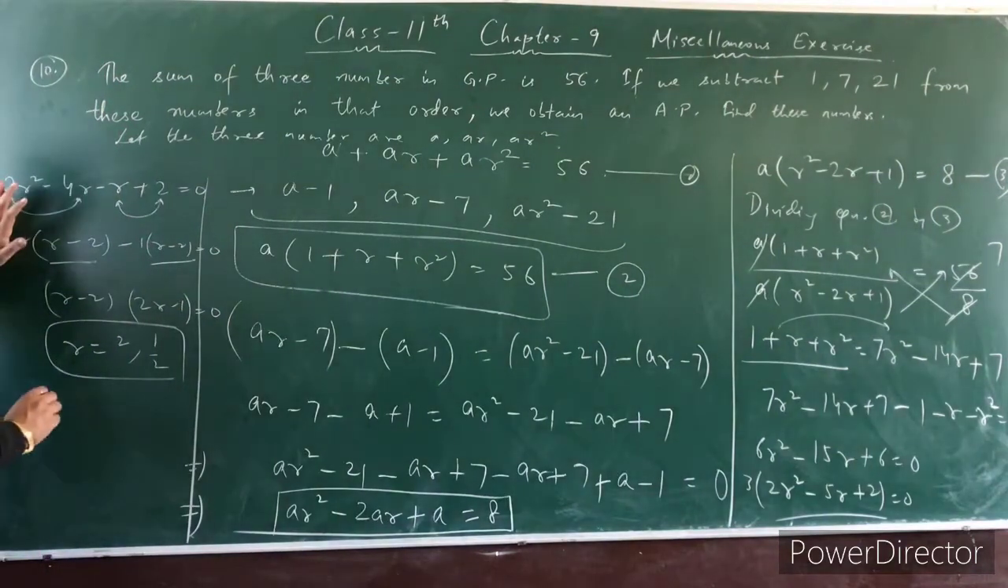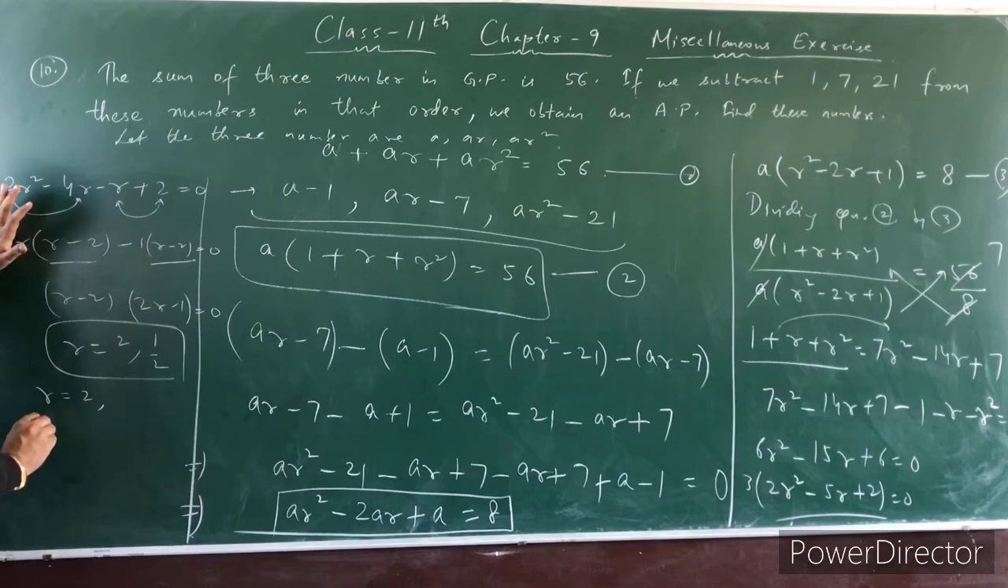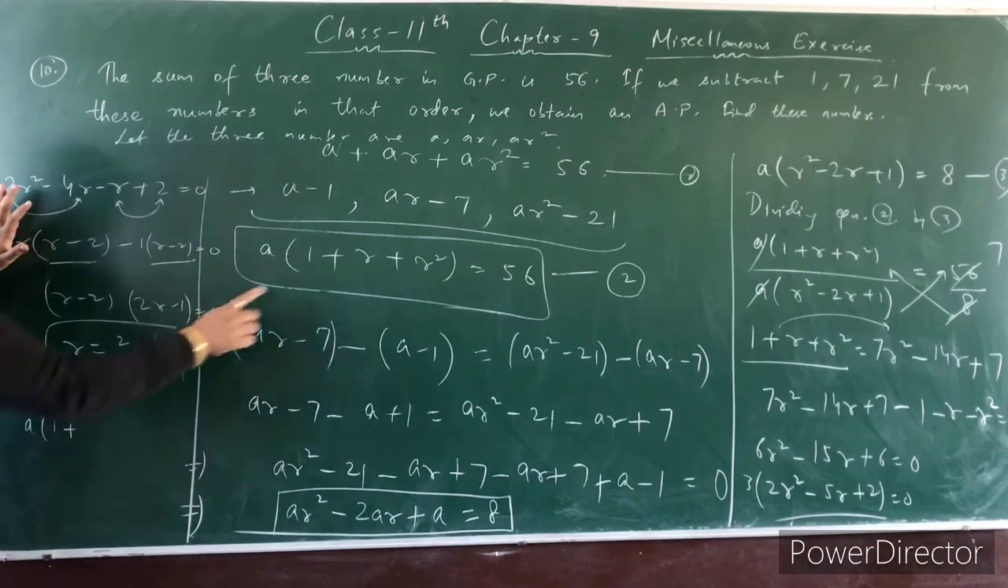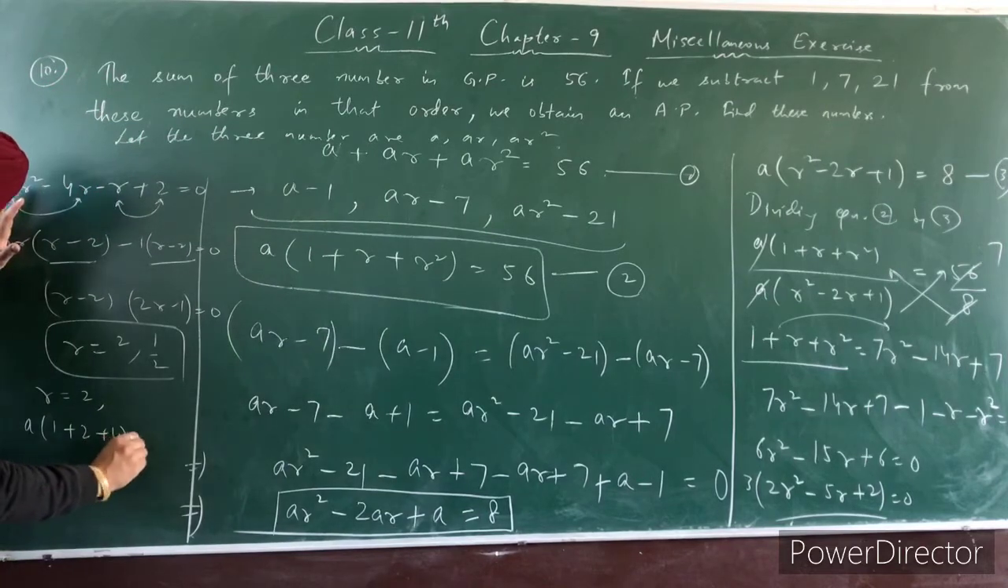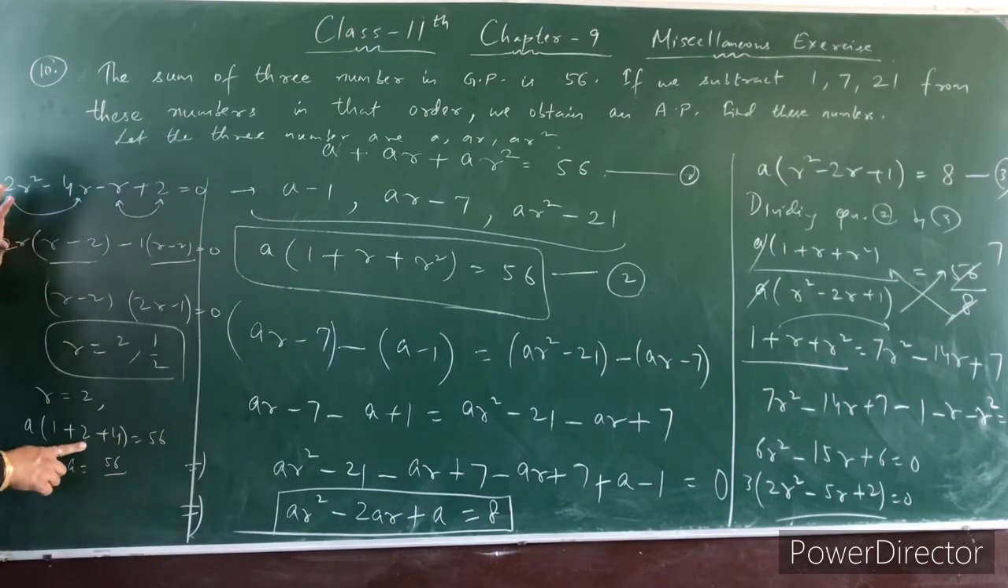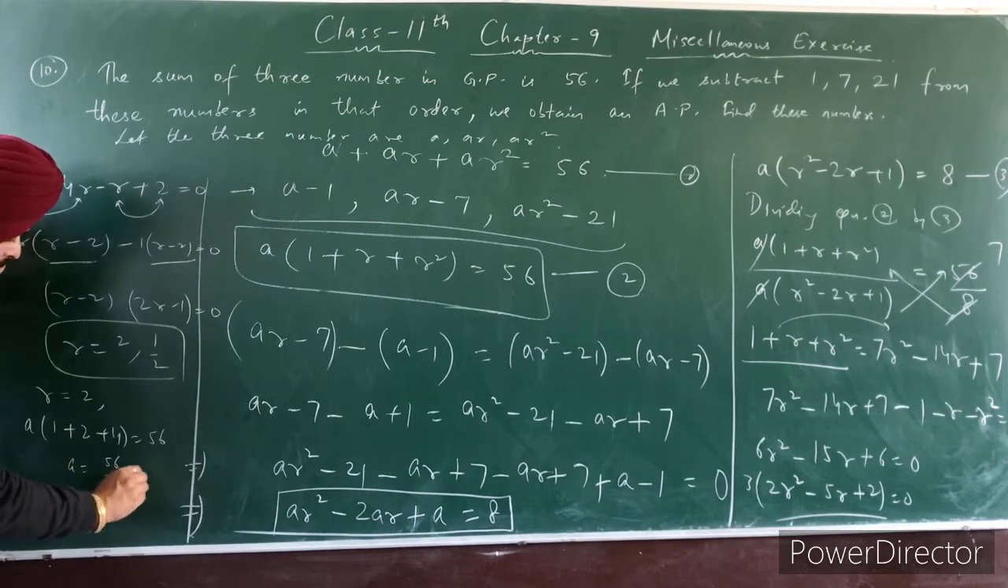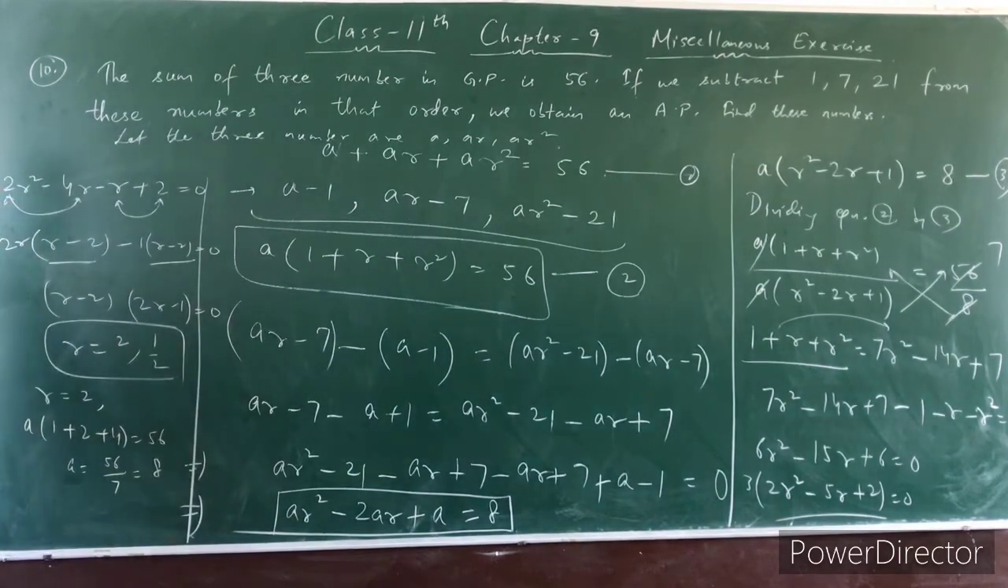So when r = 2, what is a? a(1 + r + r²), the r value is 2, 2 square, how much? 4. So a(1 + 2 + 4) = 56. a = 56 over 4 plus 2, 6, 6 plus 1, 7. So the value of a is here 8.